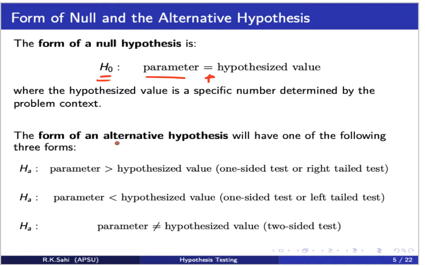Whereas the alternative hypothesis has three possible scenarios for us. One, the parameter is greater than the hypothesized value, which we basically call a right-tail test or a one-sided test. A second form is the parameter is less than the hypothesized value, which is basically a left-tail test or a one-sided test. And the final one, the parameter is not equal to the hypothesized value. This scenario is a two-sided test.